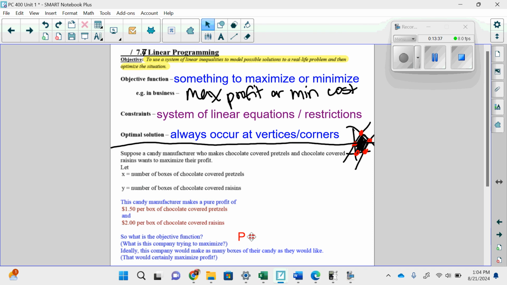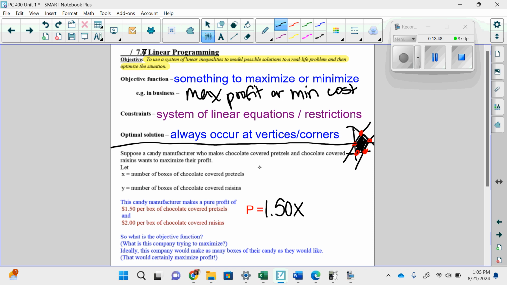chocolate-covered raisins. So if I'm just looking at my pure profit, I'm making $1.50 per box of chocolate-covered pretzels, which we said was X. We said that here. And $2 per box of chocolate-covered raisin, which we said was Y there. So that is our profit, or our objective function. That is the function that would maximize profit or calculates profit.